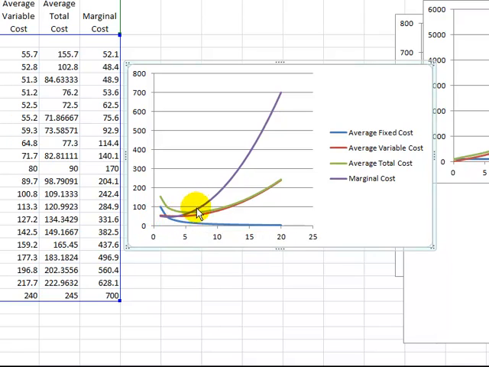So marginal cost goes through the lowest point of the average total cost and the average variable cost. Remember, you can tell the marginal cost goes down first as the output increases, then starts to increase, because of the law of diminishing returns. Okay, so if you have any questions, please let me know.